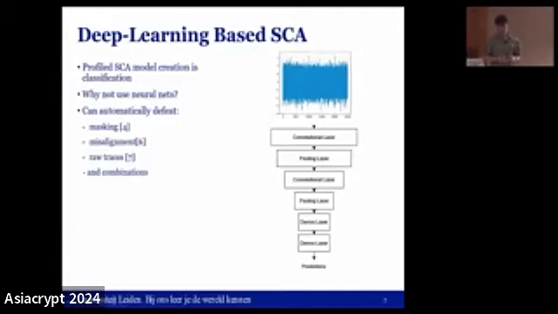In profiled side channel attacks, the model creation is classification. Because we have a bunch of labeled traces, and deep learning neural networks are also doing classification, why not use neural nets? Using neural nets, we can automatically take full-length traces. We don't have to do a bunch of the feature engineering that is generally required for normal profiled attacks, and we can automatically defeat masking countermeasures and misalignment. We can deal with very, very long traces and combinations of these.